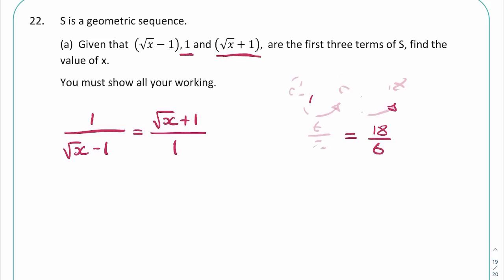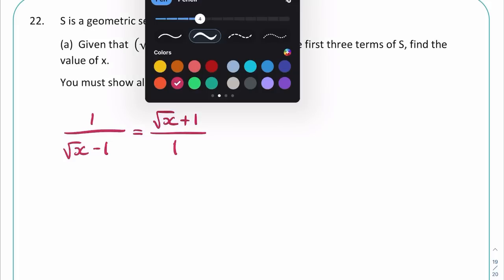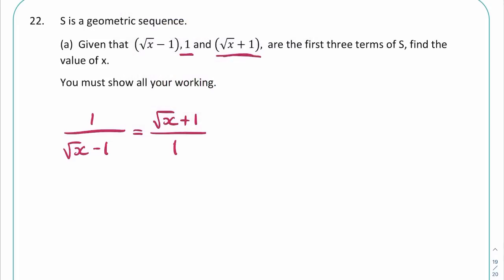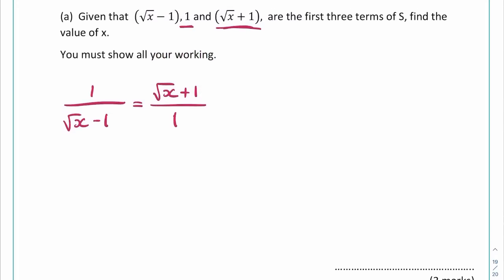So let's get rid of this, because this was just numbers that I made up to show a bit easier why I was doing what I'm doing here. But now we have an equation that we can solve in order to find x. Now for starters, what I wouldn't do is I wouldn't write that second one being over 1, so we'll get rid of that. So 1 over root x minus 1 is equal to root x plus 1.